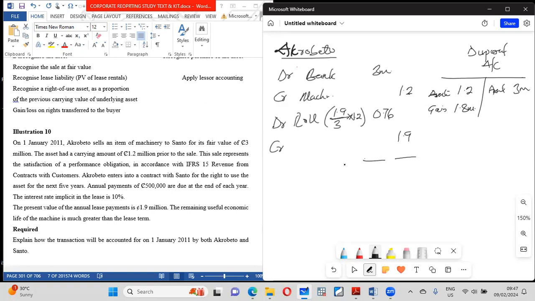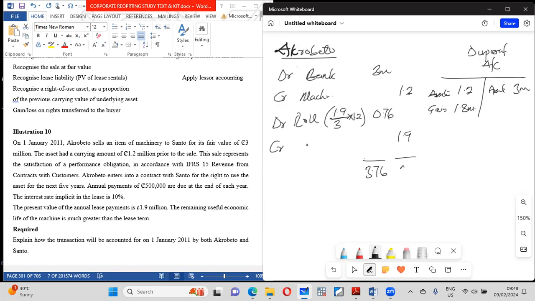Let's balance the equation. So what do I have here? I have 3 million, a debit of my cash. I also have a right of use asset, which is a debit of this amount. So total will give me like 3.76, but this one will give me like 3.1. So 3.1.